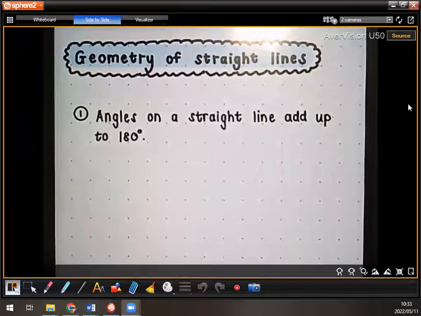Okay, so you can just copy that heading down, geometry of straight lines, and then the first rule is saying that angles on a straight line add up to 180 degrees. So I'm going to draw a diagram to show you that as well. But that is the first rule, guys.